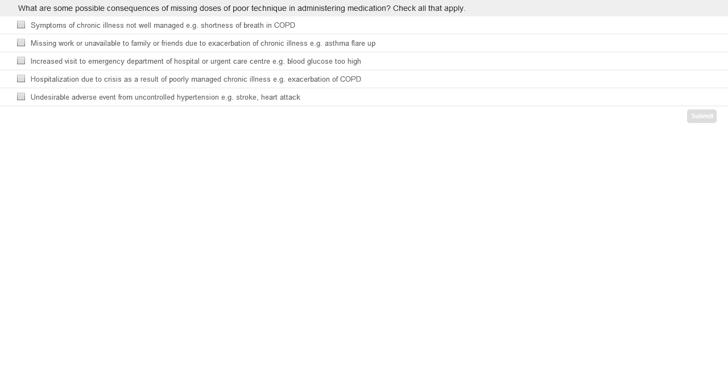So let's do the next polling question. What are some possible consequences of missing doses or poor technique in administering medications? Check all the boxes, whichever one applies.